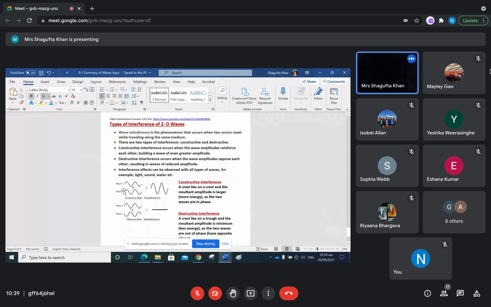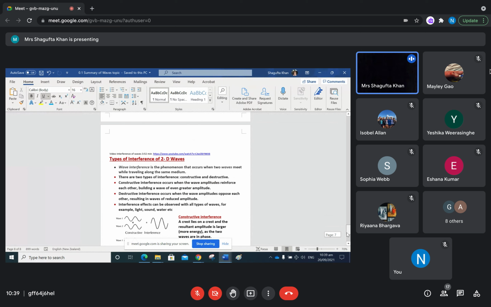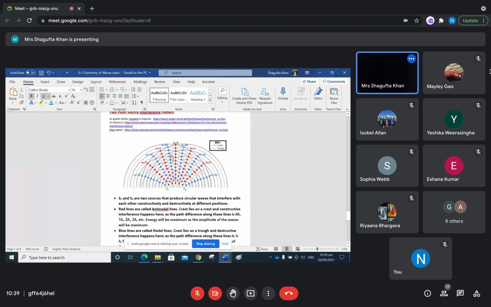When two waves are in phase, crest lies on a crest, it gives you a bigger wave, and crest lying on a trough, they cancel each other's effect. So in interference, the main thing is finding the path difference. So path difference is 0 wavelength, 1 wavelength, 2 wavelengths here, but constructive interference, so bigger amplitude.